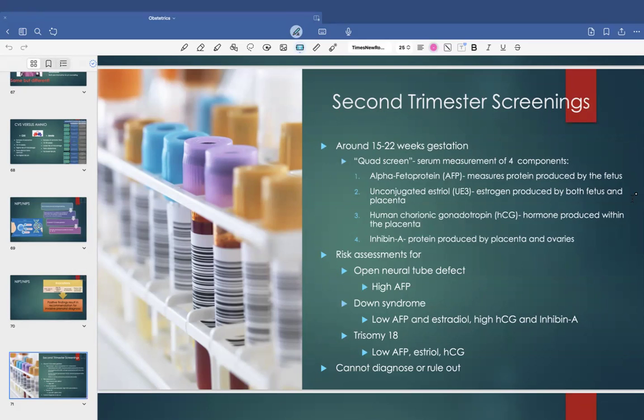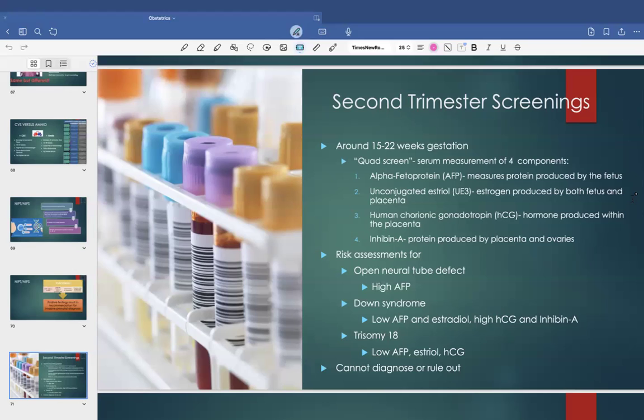This quad screen is checking for different things. So risk assessments for open neural defects. In a patient with an open neural tube defect, they may have a high alpha-fetoprotein. In Down syndrome, they may have a low alpha-fetoprotein and estriol, but a high HCG and inhibin A. In trisomy 18, they may have a low alpha-fetoprotein, estriol, and HCG. So it kind of gives you the idea of what you're looking at in the second trimester. These tests do not diagnose, they only signal that you need more testing.